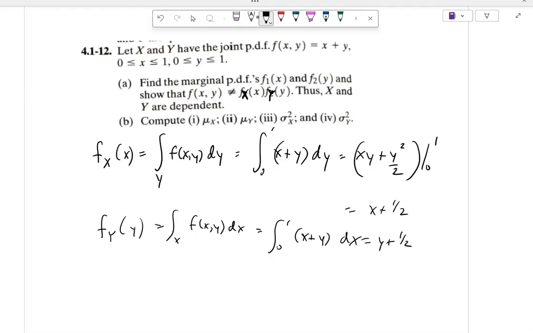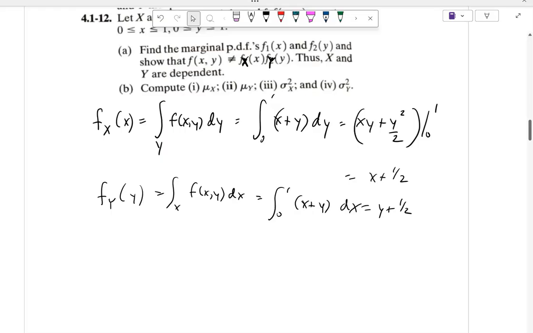Now, certainly we can tell that if I take my marginal for x and my marginal for y and multiply them, I'm not going to get x plus y, right? Which is the condition for being independent, that the joint PDF has to be the product of the marginals, which we're not going to get here, which is what the problem's asking you to do. All right, let's see if we can do the other ones.